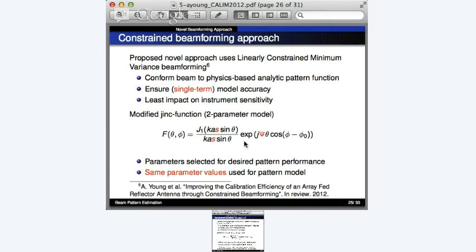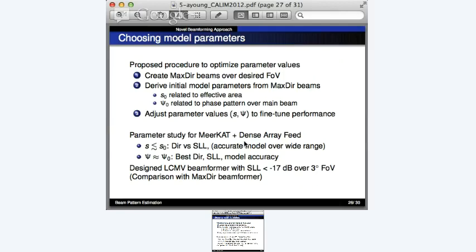So the question is, how do we optimize these parameter values to get the desired performance? And what we did was to create a number of beams over a field of view, which was just to maximize the directivity. And then you can derive initial model parameters equivalent to those max directivity beams. And then afterwards, the parameter values are adjusted further to fine-tune the desired performance.